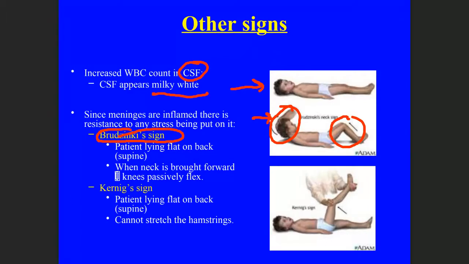Another similar sign is referred to as Koenig's sign. This is where the patient, again, is lying flat on their back, and now the physician would try to raise and fully extend and straighten the leg out. They try to fully straighten the knee, but they can't. The knee tends to stay in that permanently flexed position. So that's a sign that's called Koenig's sign.